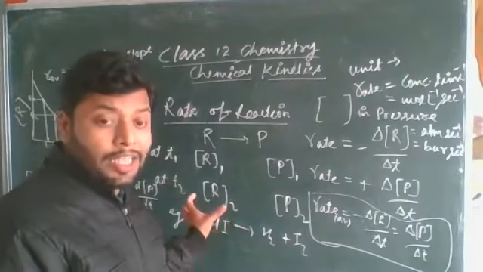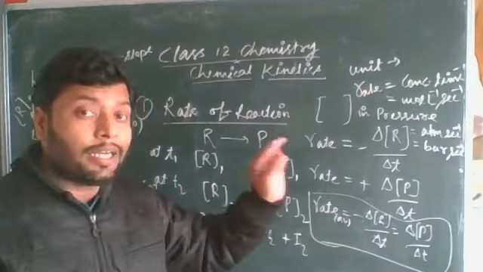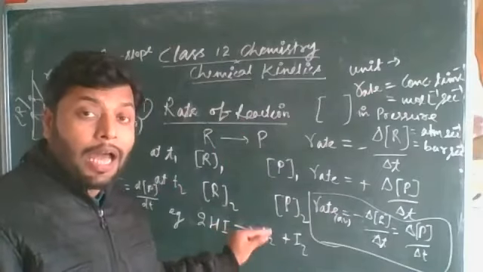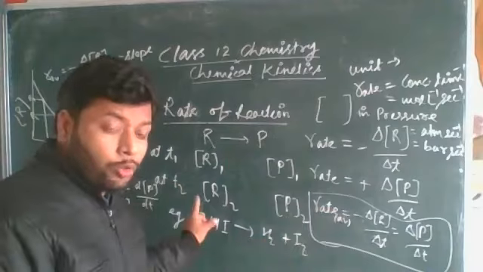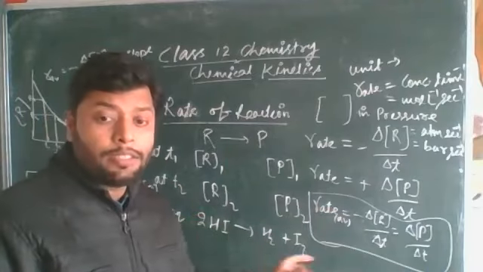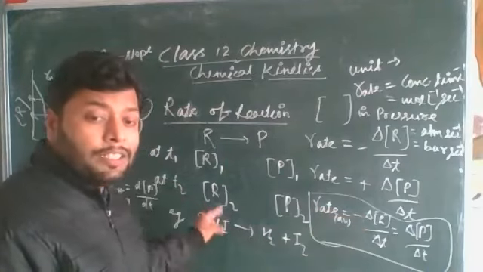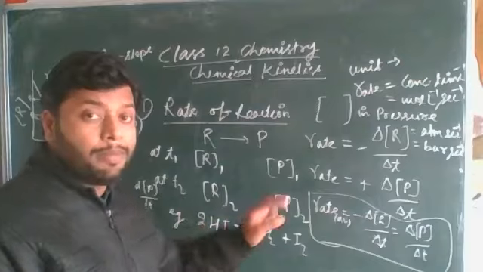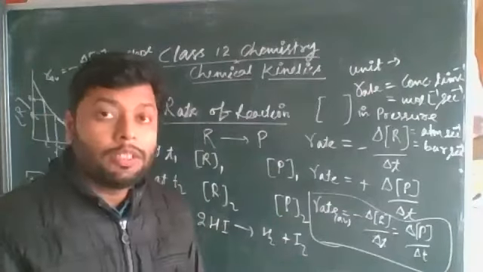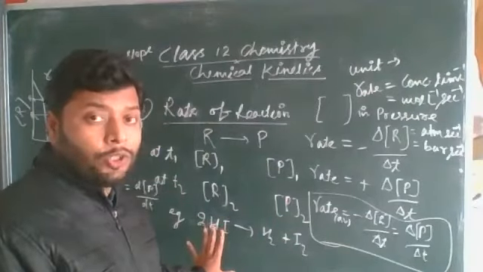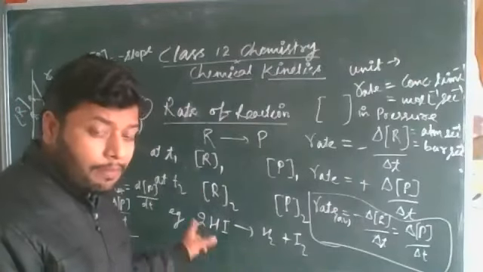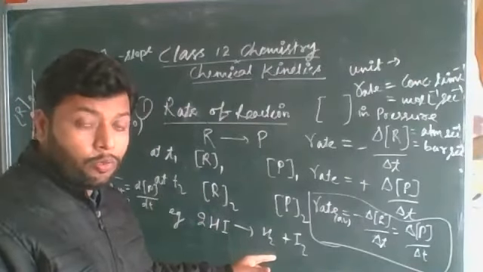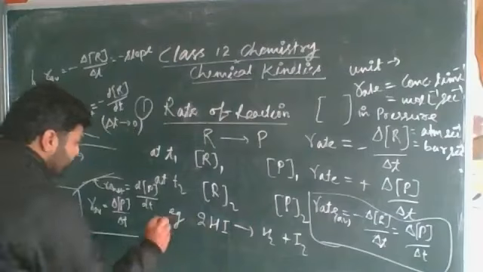So the rate of HI must be twice the rate of the production of hydrogen or the rate of production of iodine. To equate the reactants in terms of product, this value must be divided by 2. This value must be divided by 2 means the rate of the reaction. For this reaction, we can write like this.